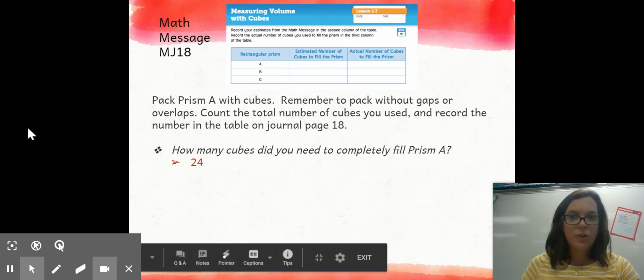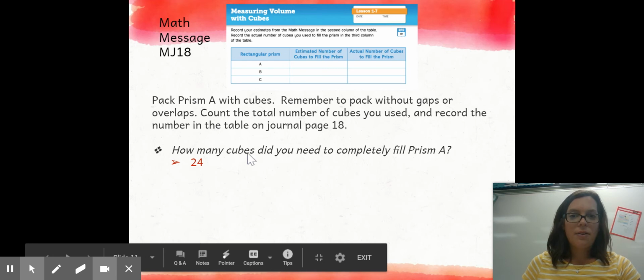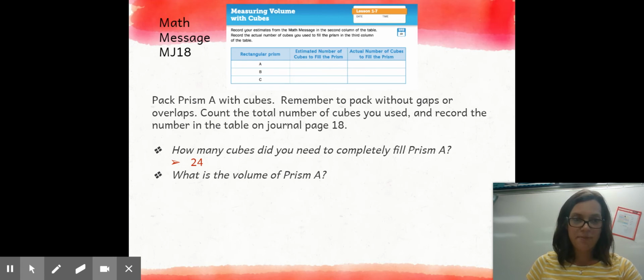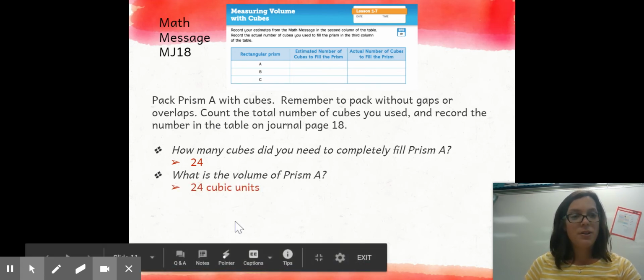So as a little review here, we figured out that 24 cubes fit into prism A. The question then becomes, what is the volume of prism A? It is not a trick question. All you need is a unit. The volume is 24 cubic units.